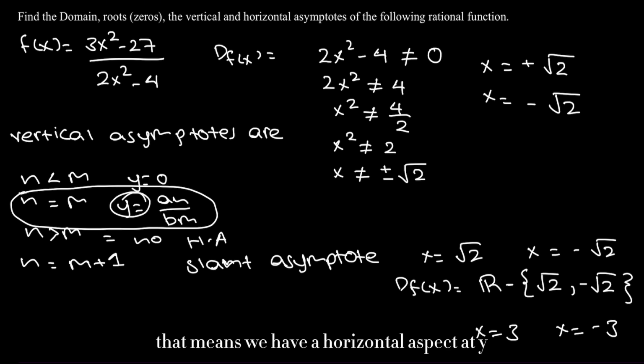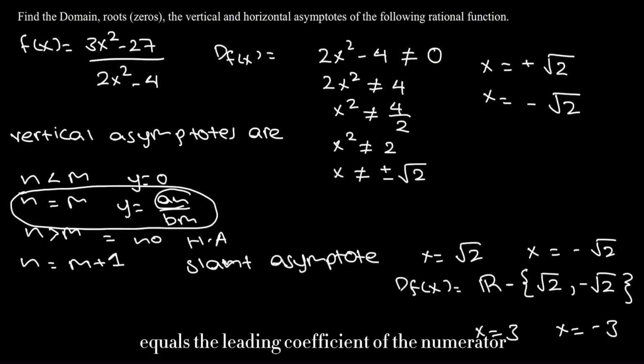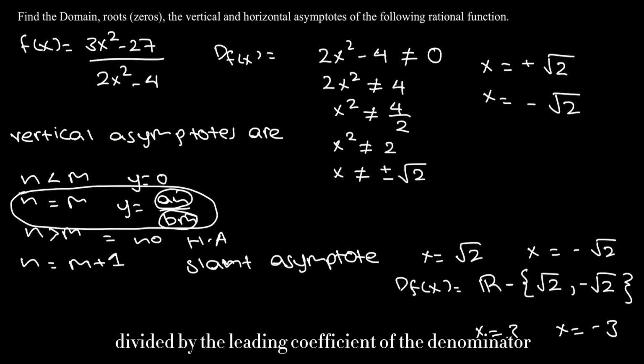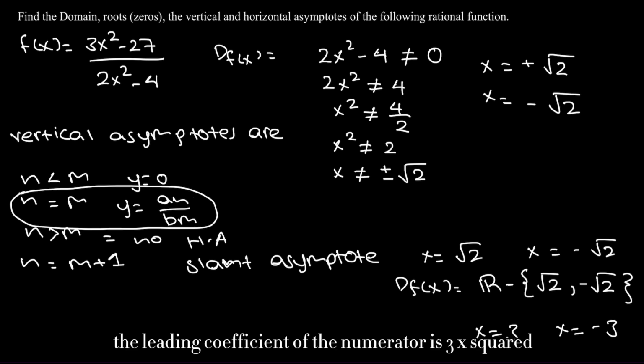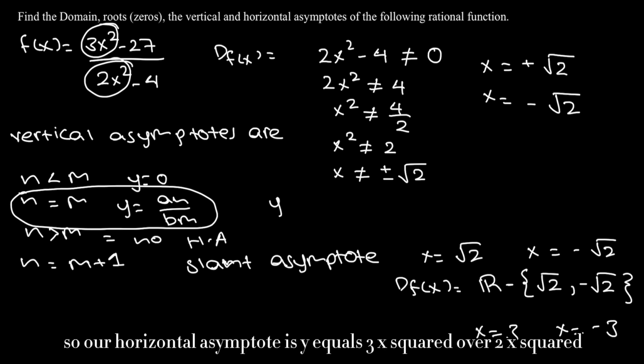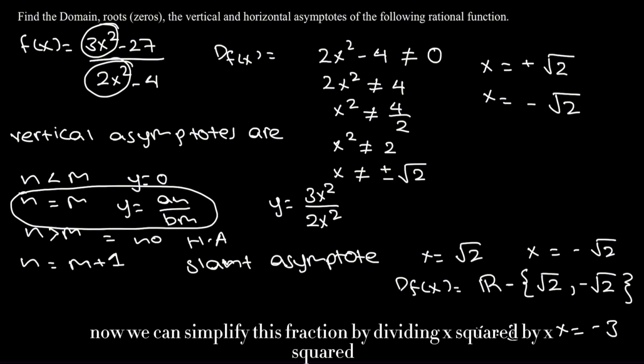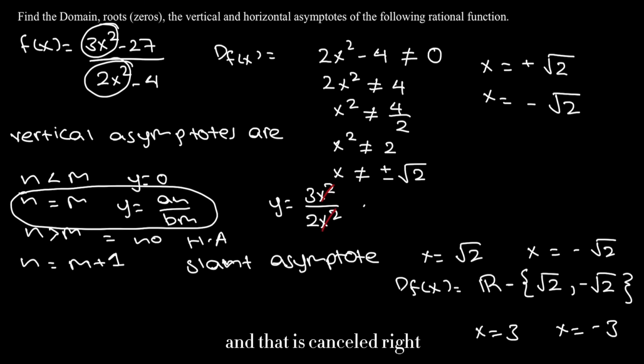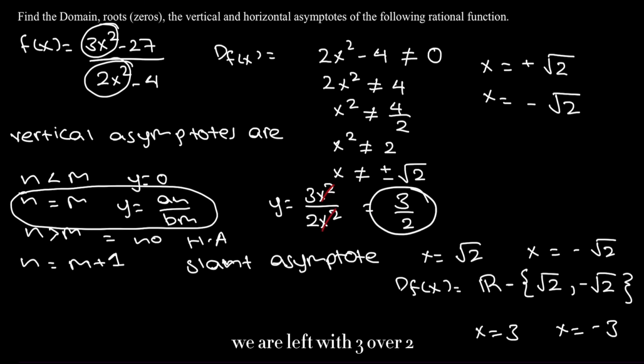Okay, that means we have a horizontal asymptote at y equals the leading coefficient of the numerator divided by the leading coefficient of the denominator. Right? In this case, the leading term of the numerator is 3x squared, and the leading term of the denominator is 2x squared. We just divide them by each other. So our horizontal asymptote is y equals 3x squared over 2x squared. Now we can simplify this fraction by dividing x squared by x squared, and that is canceled, right? We are left with 3 over 2. That is our horizontal asymptote.